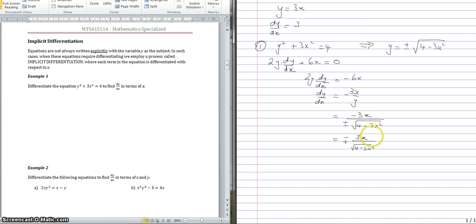Now we do have a condition here, and the condition is that whenever we have a denominator that has a variable in the bottom, there is often a situation where we need to ensure that we're not going to be dividing by 0. And so the condition is that we don't want 4 minus 3x squared to equal 0, which is essentially the same as saying we don't want 3x squared to be equal to 4.